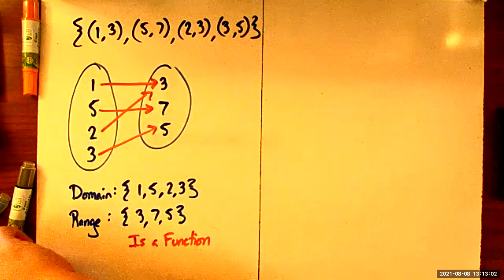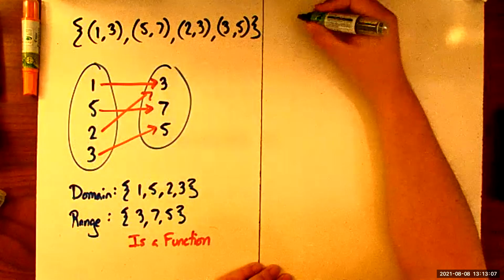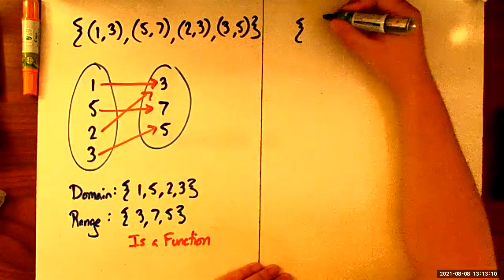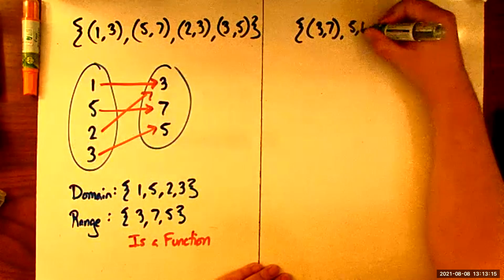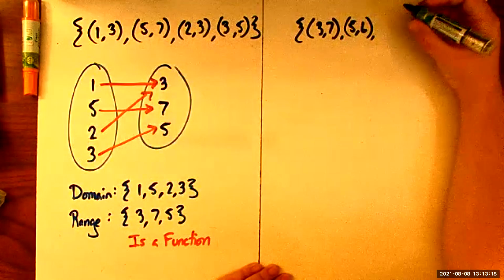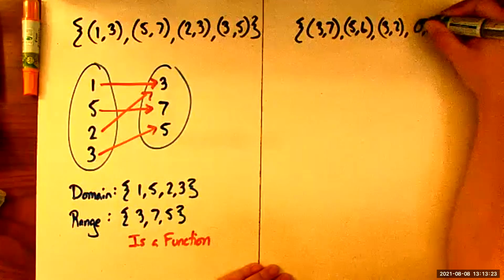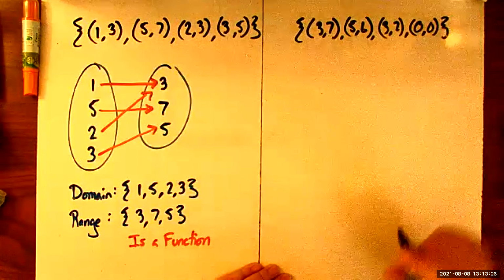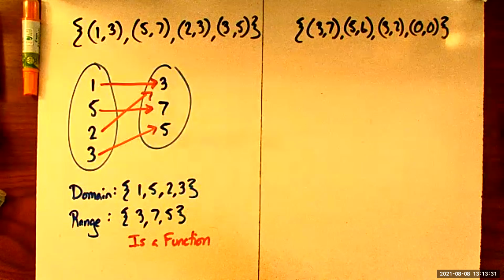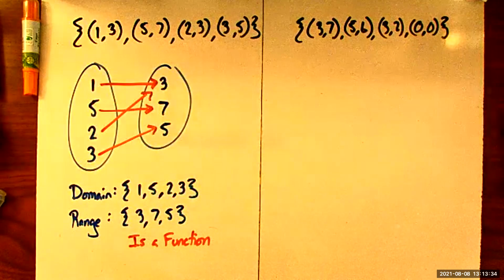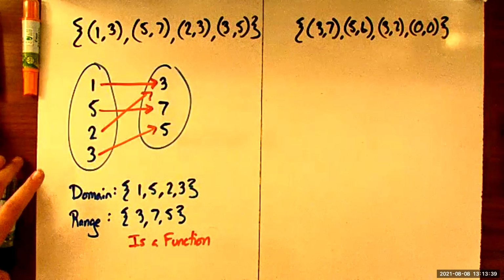And so for our second example, I'll do over here, and we'll skip the middle one. Let's do this example here. The set containing (3, 7), (5, 6), (3, 2), and (0, 0). If you'd like, pause the video and see if you can go through this process of drawing the arrow diagram, stating the domain and range, and then stating whether or not it is a function. And then I'll do it on my end.